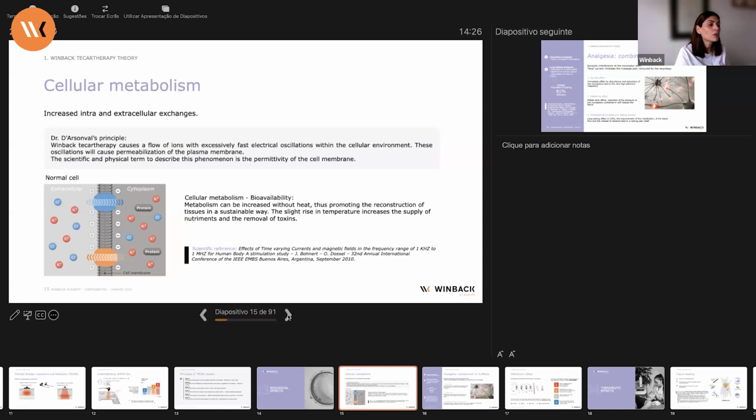We'll enhance the bioavailability of oxygen and nutrients. We'll take off all the extraction products and give new products to the cell to work on. The metabolism can be increased without the heat response, still promoting the reconstruction of the tissues in a sustainable way. The slight rise in temperature increases the supply of nutrients and the removal of toxins.